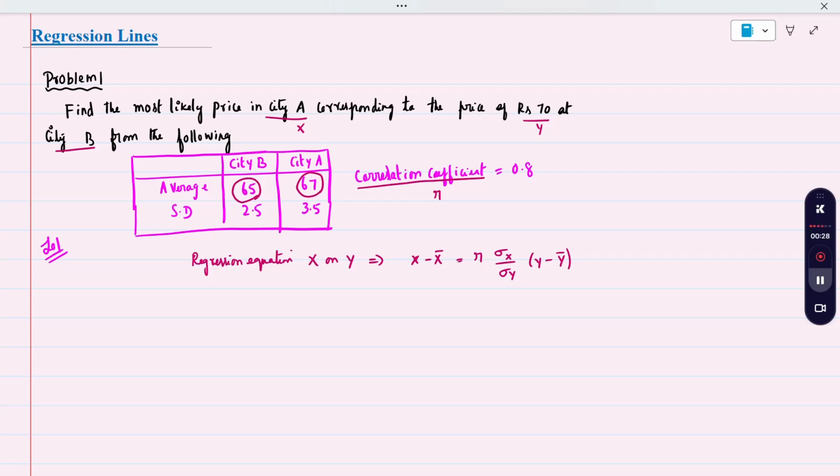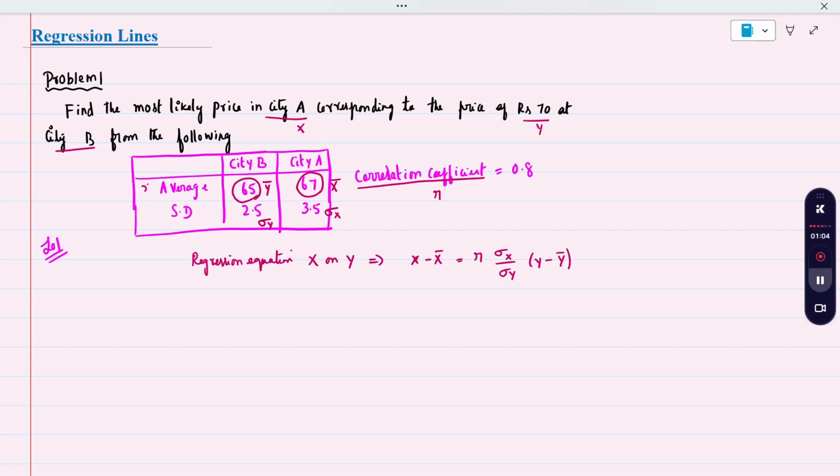What is my X, it is asked, means you have to use the regression equation X on Y. Suppose X is given and they are asking to find Y, then you have to use the Y on X equation. The data is given in table format, city A and city B, with the mean being X bar. If I take city A to be X, then X bar is given. City B I take to be Y, so Y bar is given. Sigma X and sigma Y, the standard deviations, are given in the problem. So all four data are given.